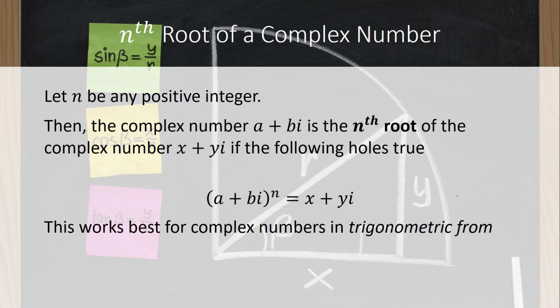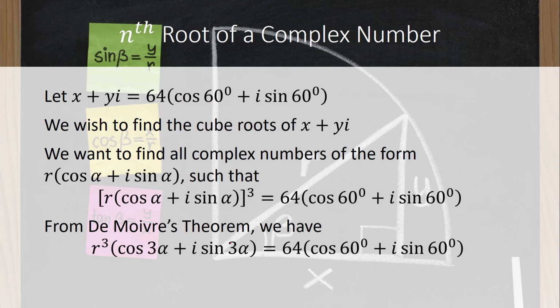Now we need to talk about the nth root of a complex number. So let's call n any positive integer. Here it is. Then we are going to say that the complex number a plus bi is an nth root of this complex number if we raise a plus bi to the nth power and get the original x plus yi. And this works best when we are dealing with complex numbers in trig form. Okay, and let's just take a look at an example.